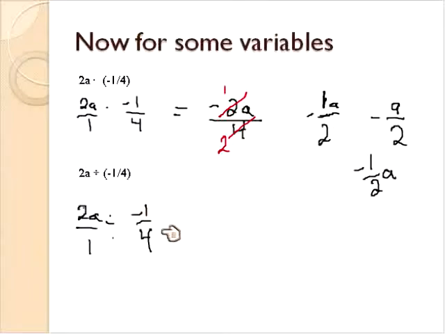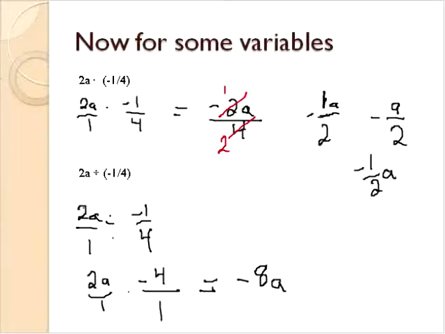Okay, so on to our next question, and that's 2a divided by negative 1 over 4. Now, if we recall from our last slide, when we are dividing by a fraction, we multiply by the reciprocal. So I am going to flip over the second fraction, leaving the negative on the top, and change this sign from division to multiplication. You see that? I flipped over the second fraction and changed it from division to multiplication.